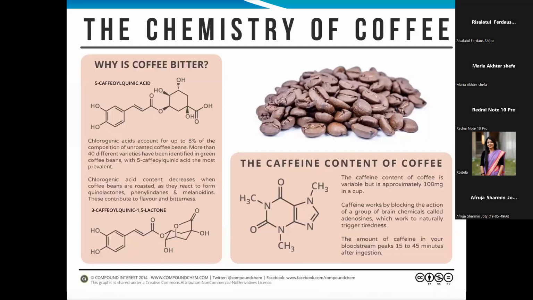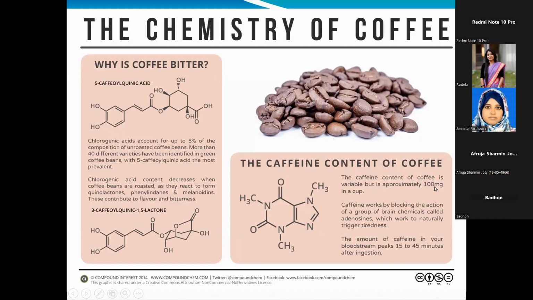Let me show. Yes, this one. I shared this one with you on the Facebook page, the chemistry of coffee. Coffee obviously contains caffeine. Caffeine is the main alkaloid present in coffee. The caffeine content of coffee is variable, but approximately 100 milligrams in a cup. You can imagine, a high concentration. Caffeine works by blocking the action of a group of brain chemicals called adenosines, which naturally trigger tiredness. The amount of caffeine in your bloodstream peaks 15 to 45 minutes after the drink.